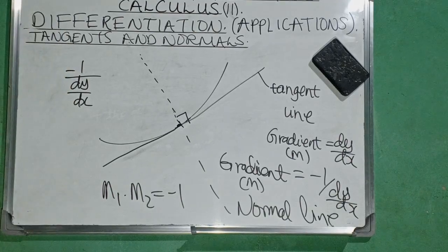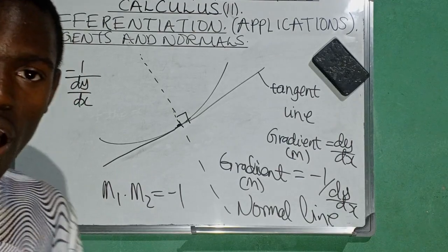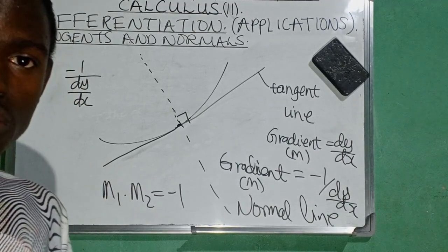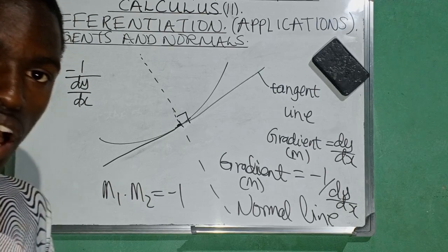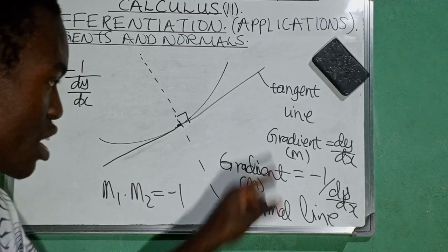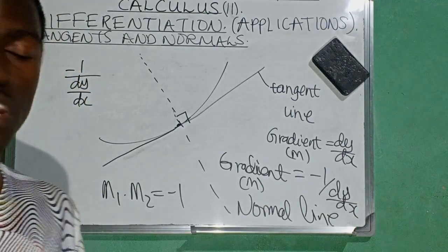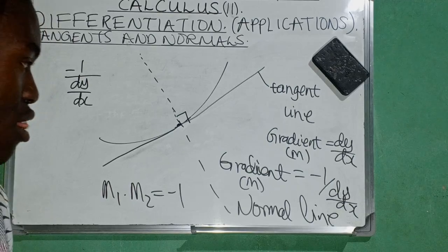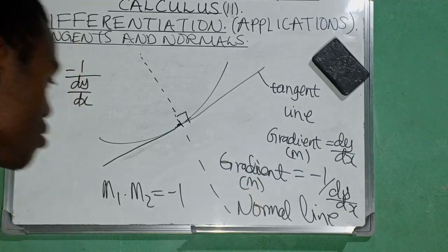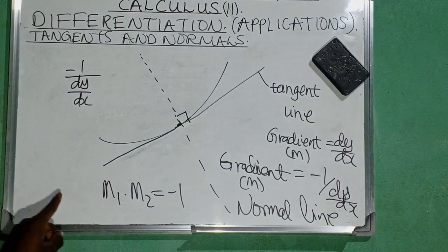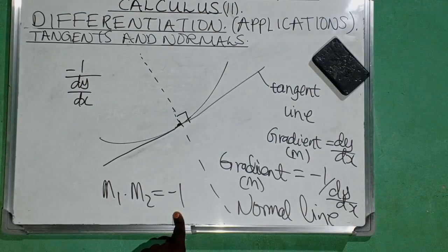Now, the normal line is perpendicular to the tangent line. When you find dy dx, then to find the gradient of the normal you will say -1 over dy dx, using the answer that you have found after you have differentiated. That would be the gradient for the normal line. You can derive it from this formula, and that's it about tangents and normals.